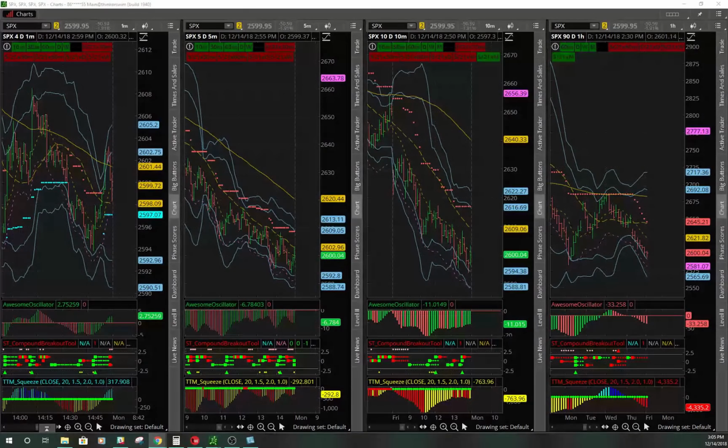So first question starting off, Bill's asking, will we need the awesome oscillator to implement your method? No, you don't technically need the awesome oscillator. It is a free study, however. So if you want to add it to your charts, you're more than welcome to. It's one that helps track momentum.